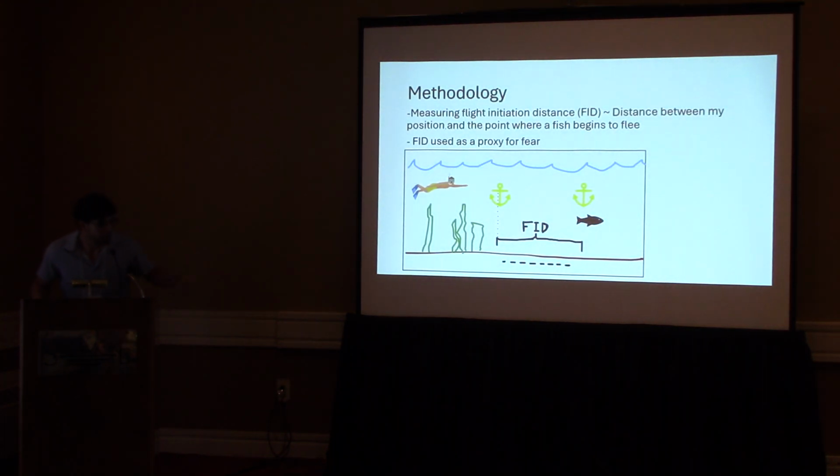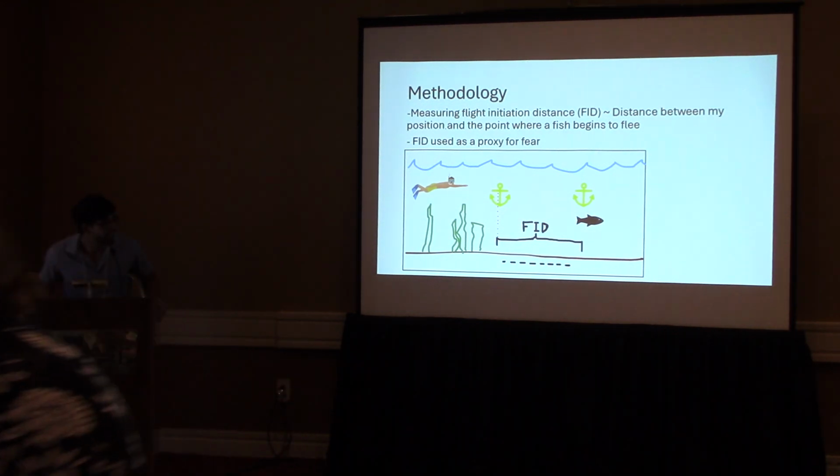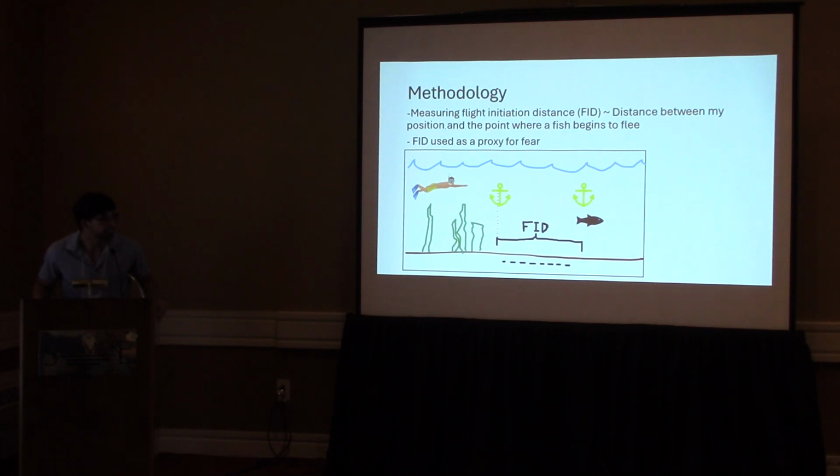So for our methods, as you can see, I'm very creative. Like I touched on, flight initiation distance is the main measurement that we focus on in this study. It's essentially the distance between my position and the point at which the fish flees due to my presence. We're using this as a measurement for how fearful or aggressive the fish is. So I swim up, the fish swims away, and then I drop my anchor, marking my location, and then another anchor marking the fish's location, and then measure the distance across for that flight initiation distance.